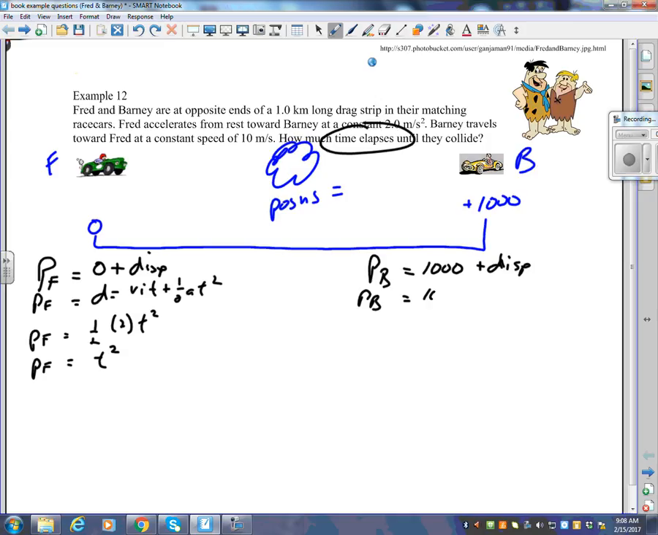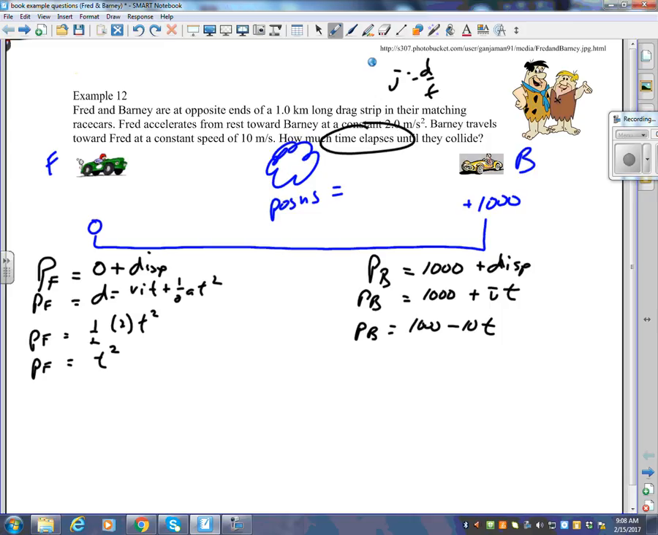PB, 1,000. Now, Barney is traveling at a constant speed. So what is his displacement then? When something is traveling at a constant speed, displacement is V bar times T, isn't it? Right? That comes from V bar equals D over T. Position Barney then would be 1,000. Now his velocity is a constant 10, but because it's to the left, we're going to say minus 10t. Barney's position is 1,000 minus 10t.